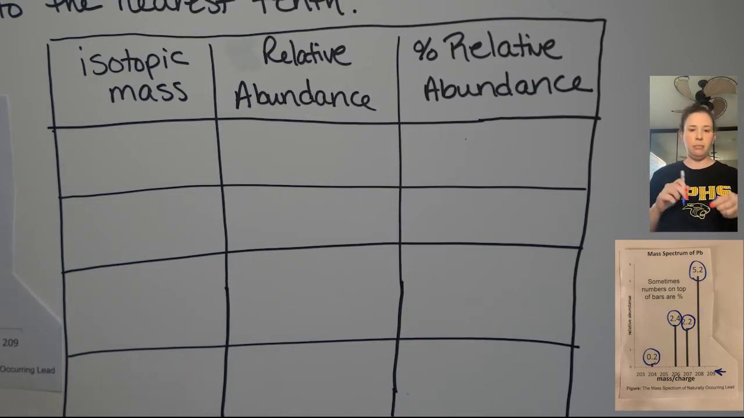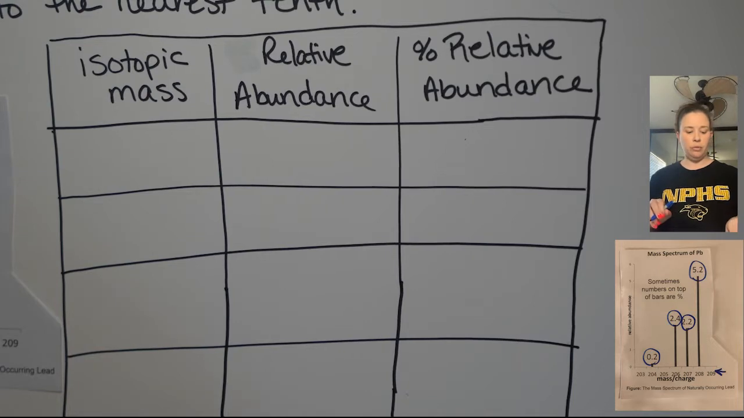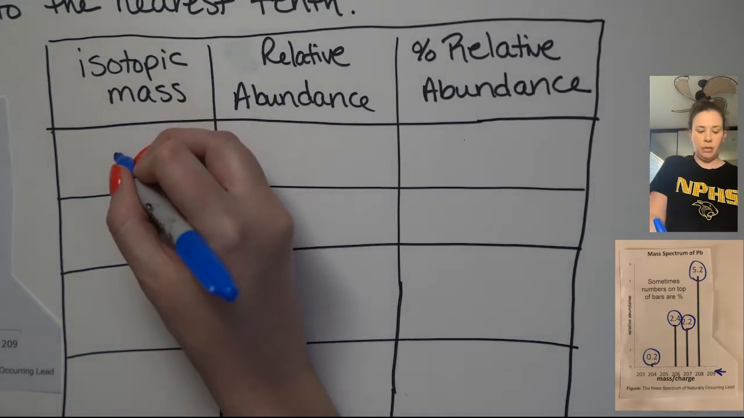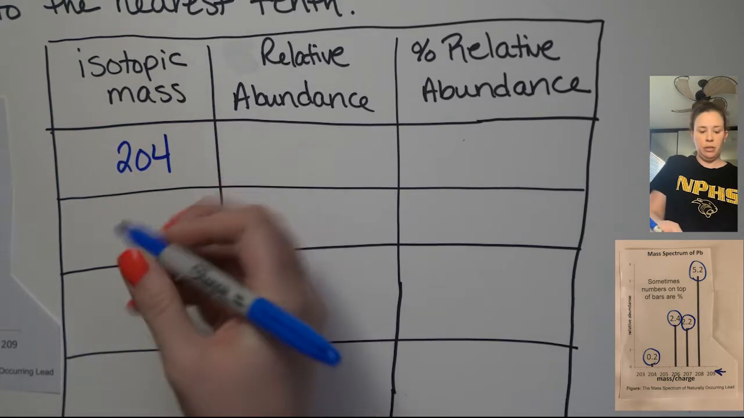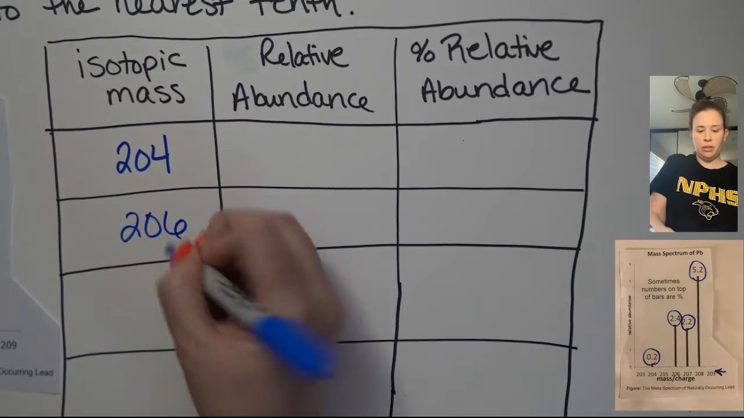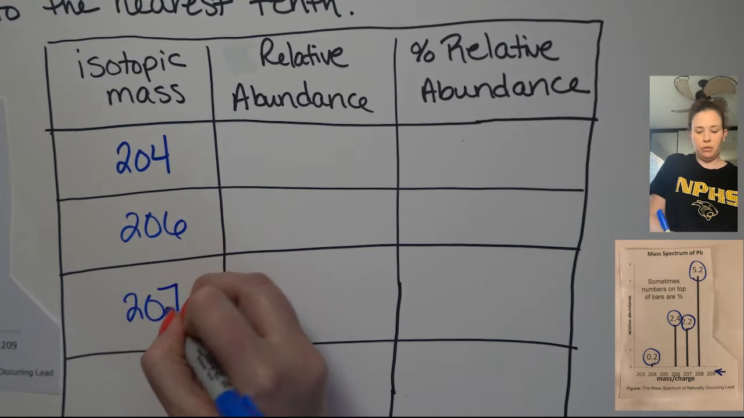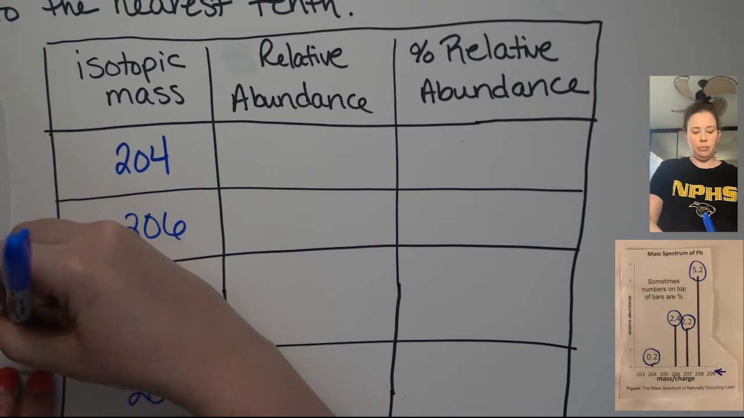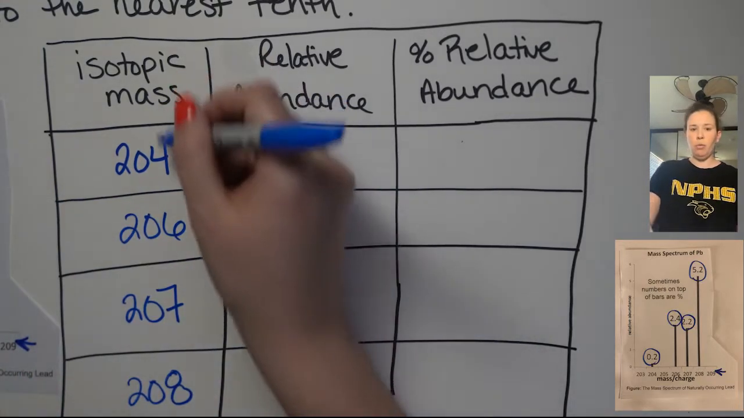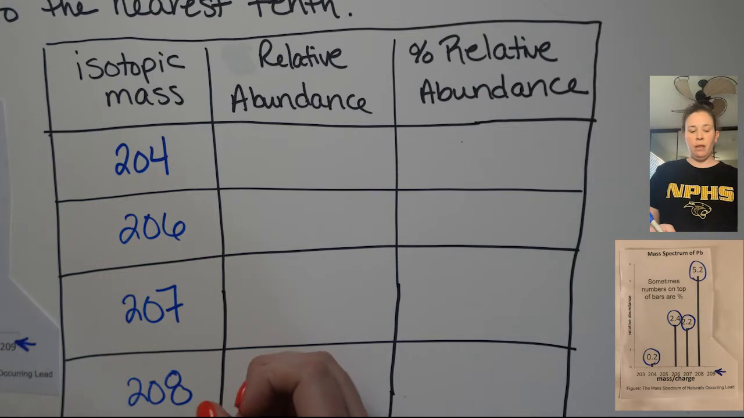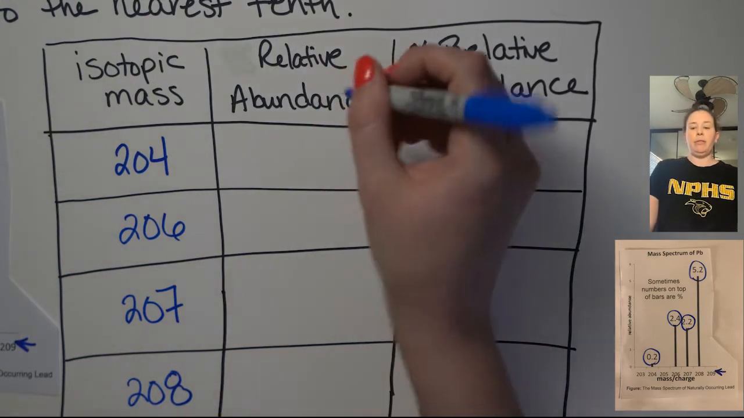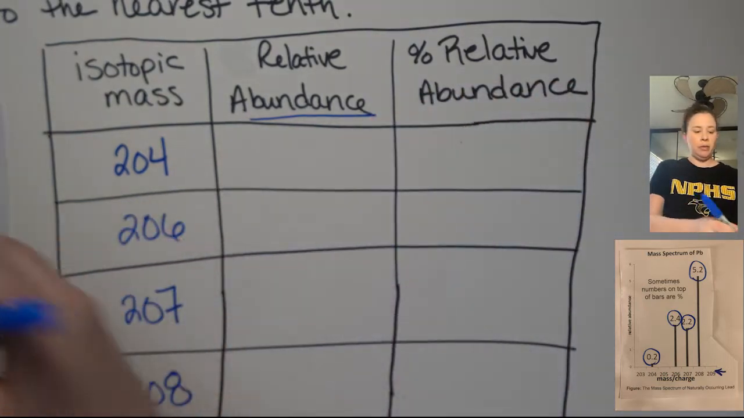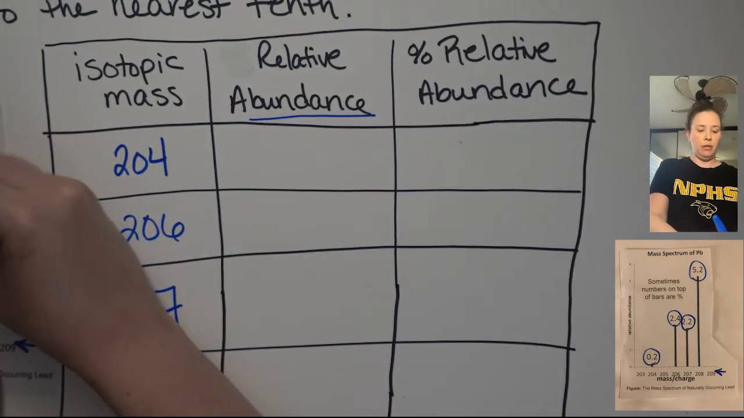So I see at the bottom here of the graph, there are 4 different isotopes of this atom. So the first mass is 204, the next mass 206, then 207, and also 208. So you do have to look at the bottom of the graph to figure out what your isotope masses are. Then we're going to look at the abundance of the isotopes. So the abundance will be the numbers at the top of the graph.